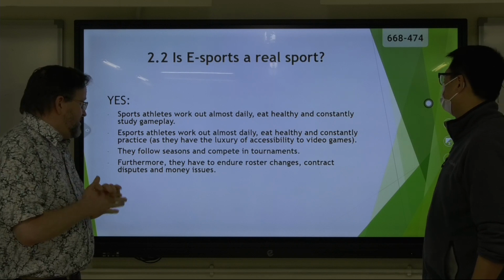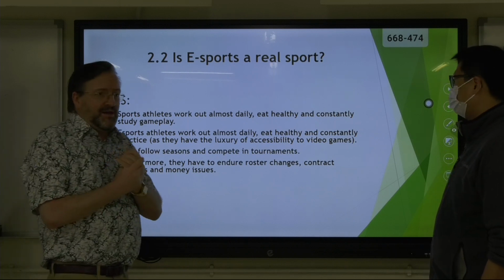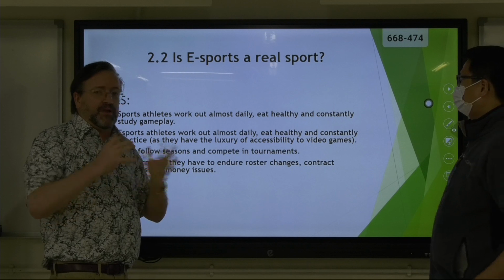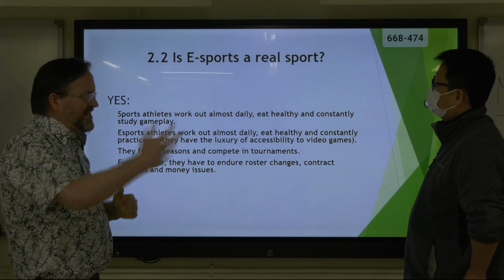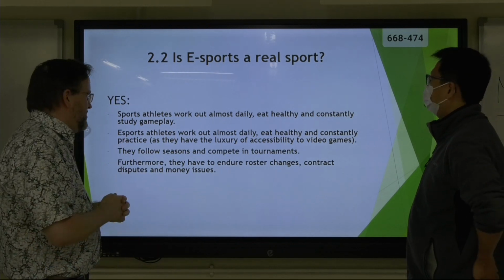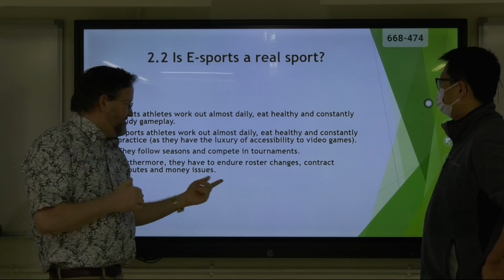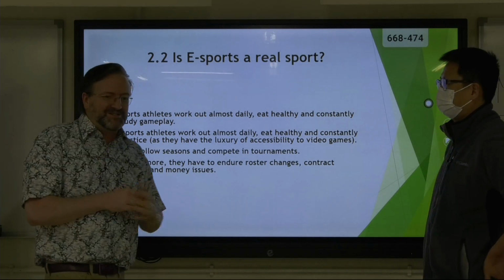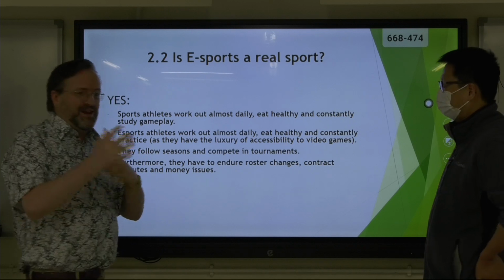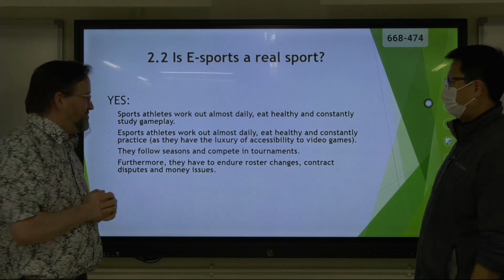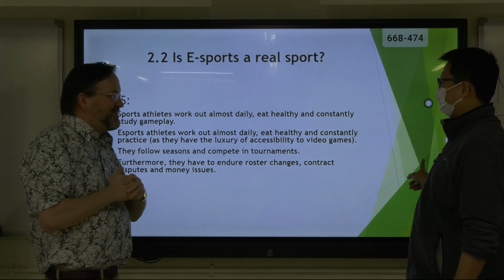And they endure roster changes, so if somebody leaves the team, they've got to bring in a new player. There's contract disputes and money issues, just like in real sports, or in physical sports. I shouldn't say real sports because I think esports is a real sport.